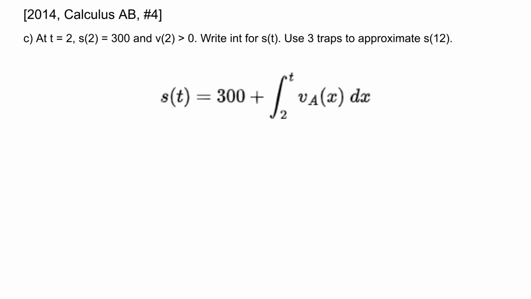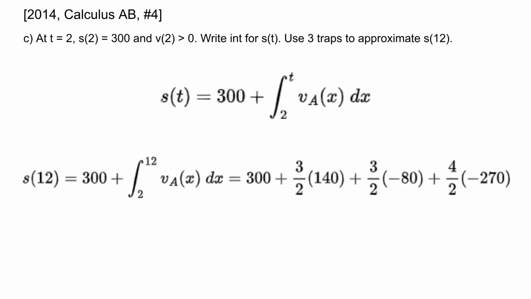So s of 12 is equal to 300 plus the integral from 2 to 12 of v sub A of x dx. Using 3 trapezoids as instructed, we get 300 plus 3 halves of 140 plus 3 halves of negative 80 plus 4 halves of negative 270. We conclude that s of 12 is equal to 300 minus 450, which is negative 150 meters.